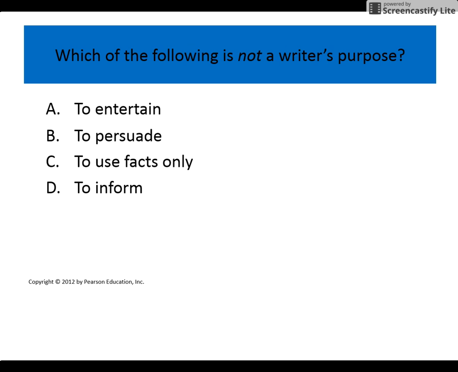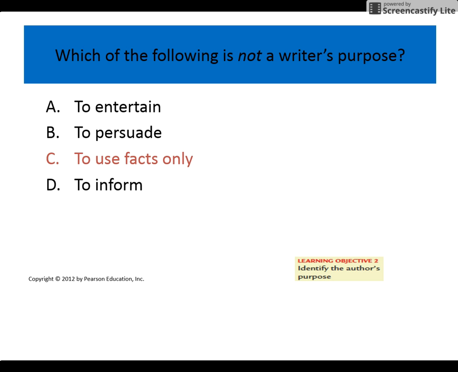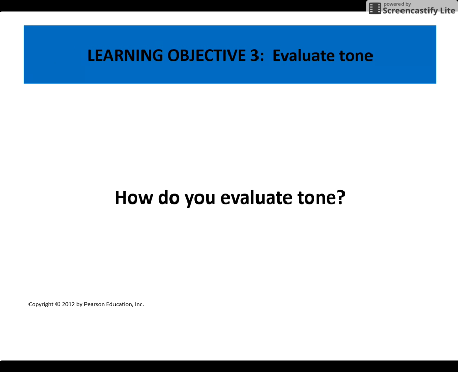Which of the following is not a writer's purpose? You should have selected to use facts only. To use facts only can be applied to anything. You can put facts in a story, you can put facts in persuading something, or, of course, to inform. So that is not the purpose of an author. For our next video, we'll be focusing on evaluating tone, so be on the lookout for that as well.